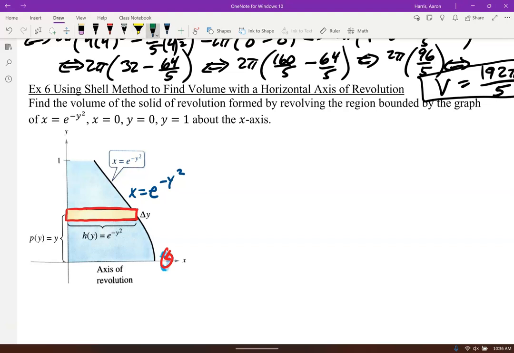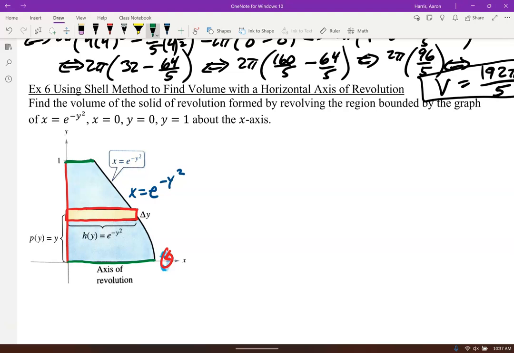You've also got y equaling 1 on top. There's that top bound. X equaling 0. There's the bound on the left. And the x-axis, y equals 0 on the bottom. So it's that piece spun around the x-axis, right?